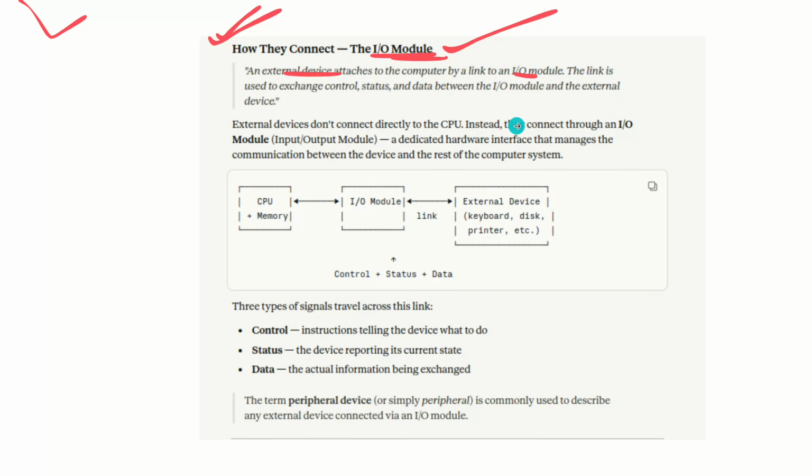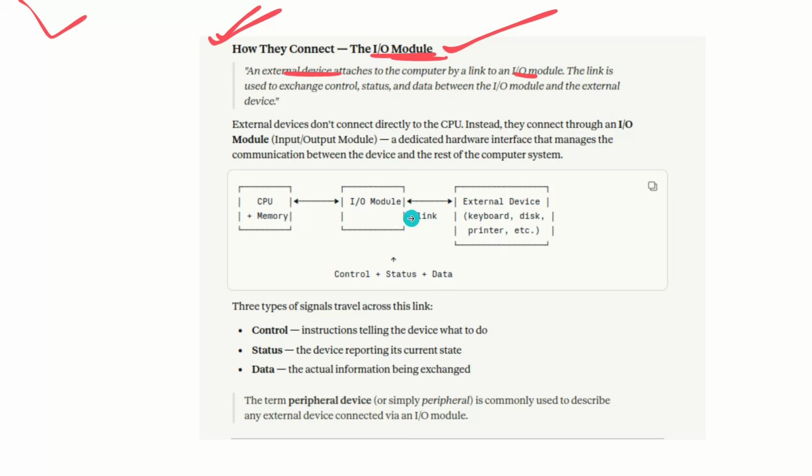They are basically connected through this input output module. This input output module is a dedicated hardware interface that manages the communication between the device and the rest of the computer system. So what is the input output module? It's a hardware interface which helps in managing this communication between our computer system, which includes the CPU, memory, and all of these things, and the external devices.